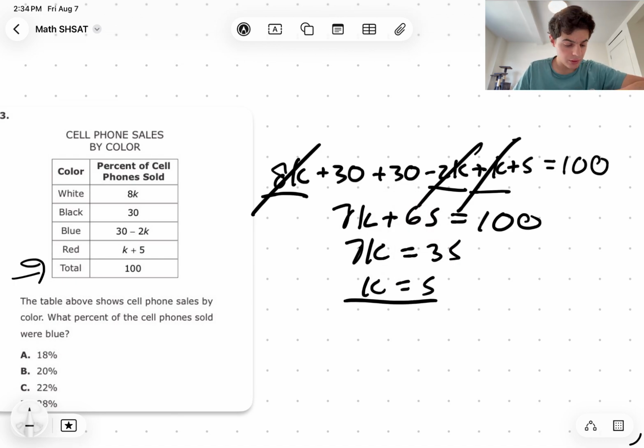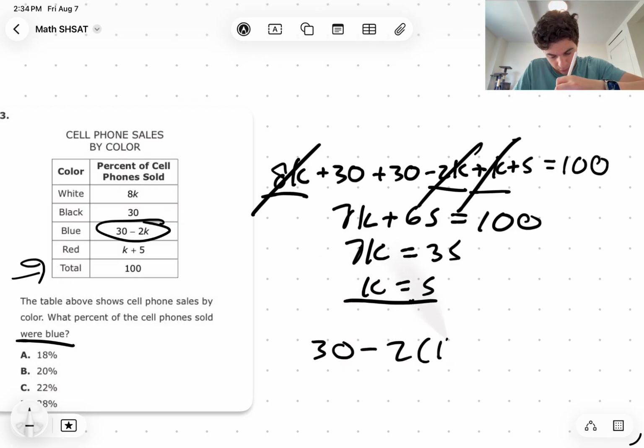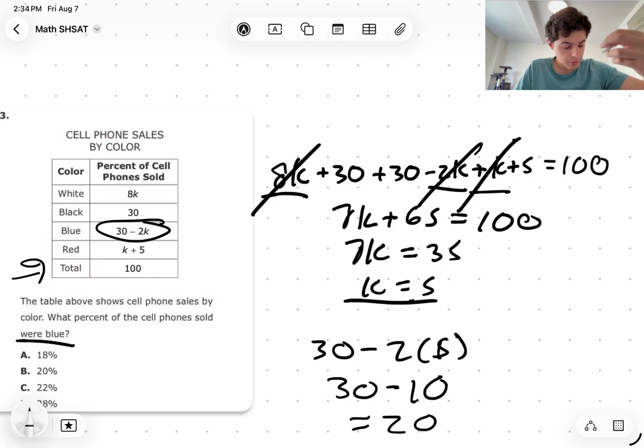So now we know what k is. Now they're asking what percentage of cell phones sold were blue. So the blue ones are 30 minus 2k. So plugging in k equals 5 to 30 minus 2k, we get 30 minus 2 times 5, right? Which is 30 minus 10, or 20. So we know that 20% of the phones sold were blue.